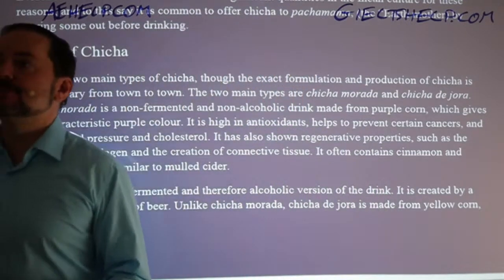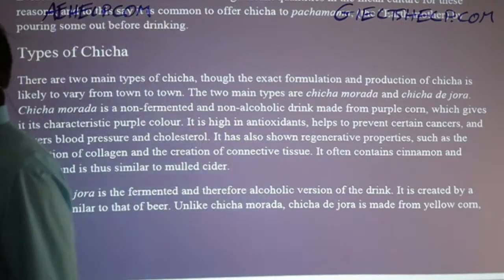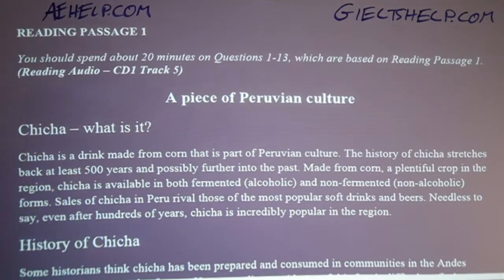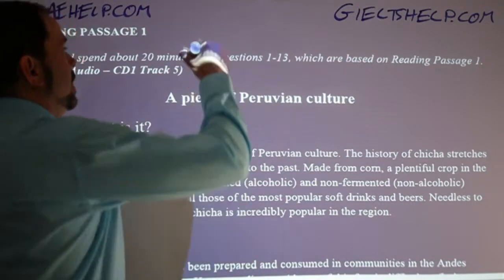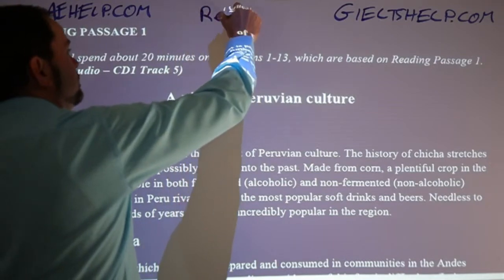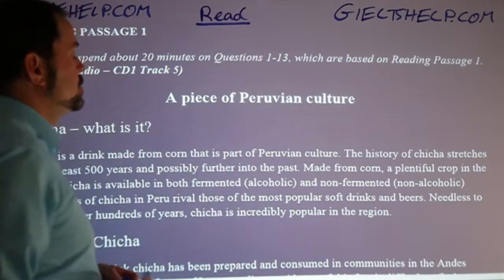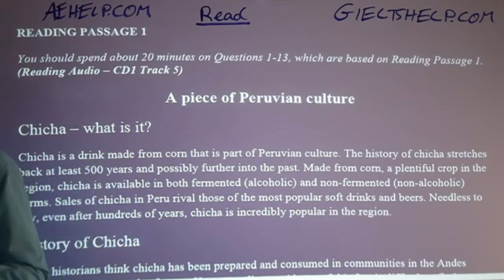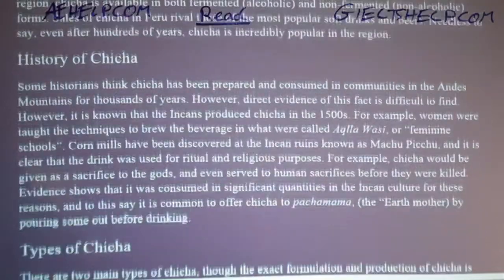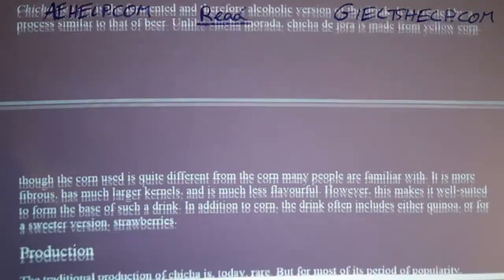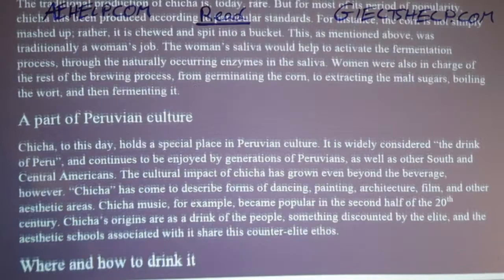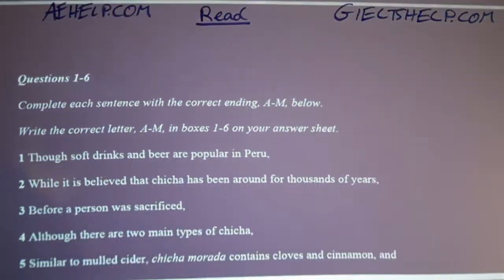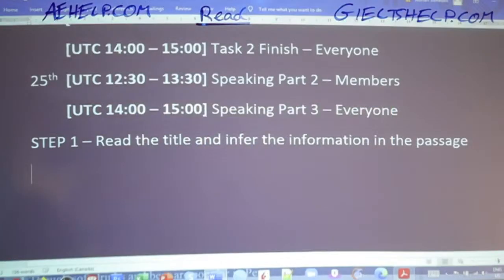Yeah, Nikhil, absolutely. So we've got subtopics here. So when we read these, and again, this is a reading class, everyone, so make sure to read with me, okay? So, a piece of Peruvian culture, Chica, what is it? History of Chica, types of Chica, production, a part of Peruvian culture, where and how to drink it, and then we have our questions. Now we should have some more clarity.